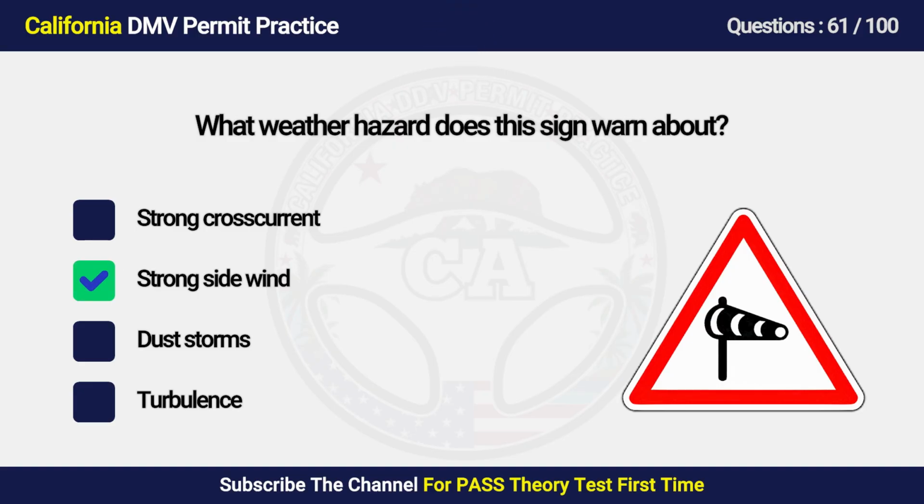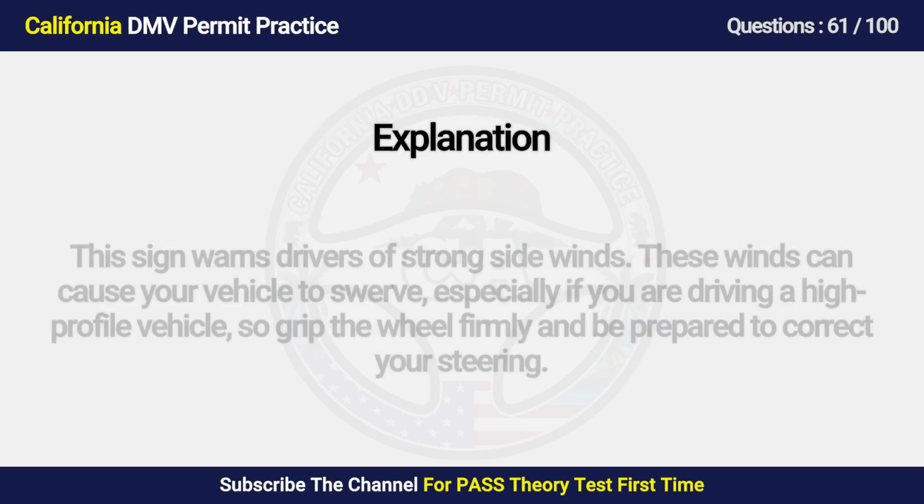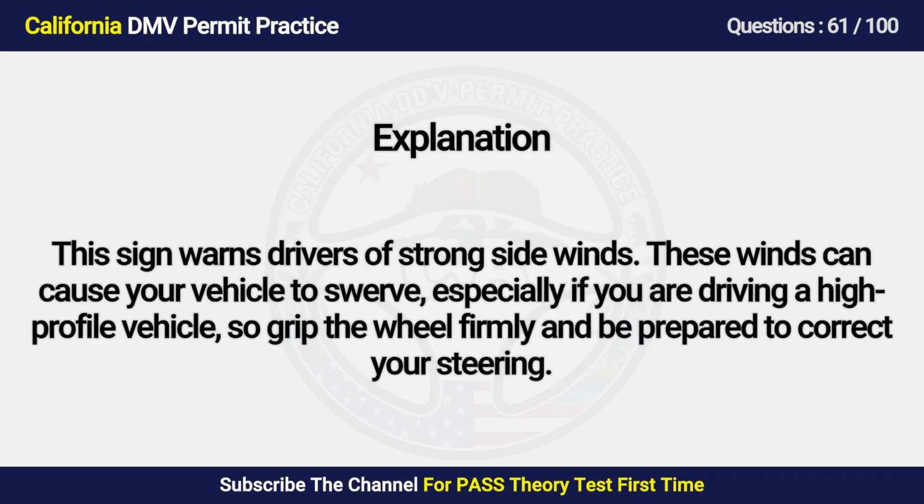Answer is B. Strong side wind. This sign warns drivers of strong side winds. These winds can cause your vehicle to swerve, especially if you are driving a high-profile vehicle, so grip the wheel firmly and be prepared to correct your steering.